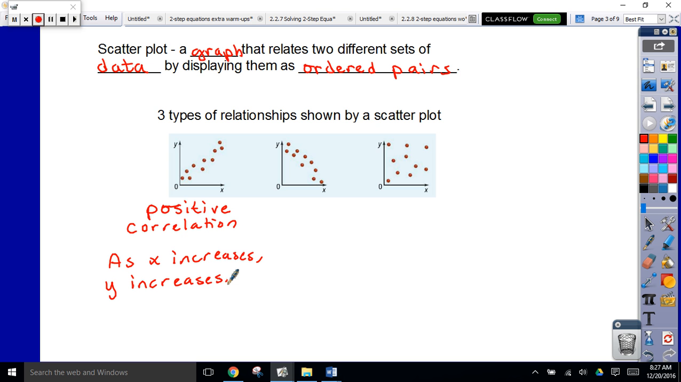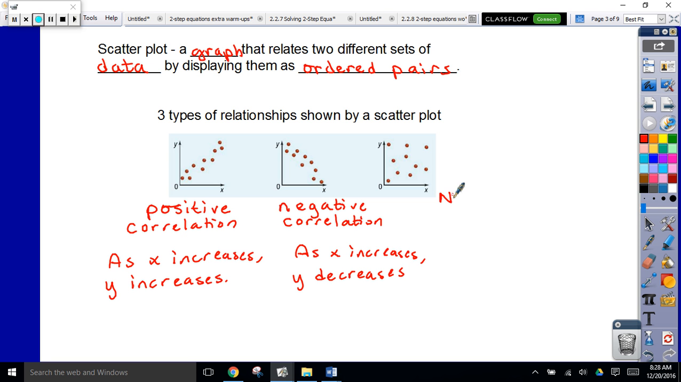Okay, next one, we have a general downward trend, so we have a negative correlation. And whatever data was graphed here, as x increases, y decreases. And then on the last scatter plot, there's really not any observable pattern at all in the dots, so we would say that there is no correlation.